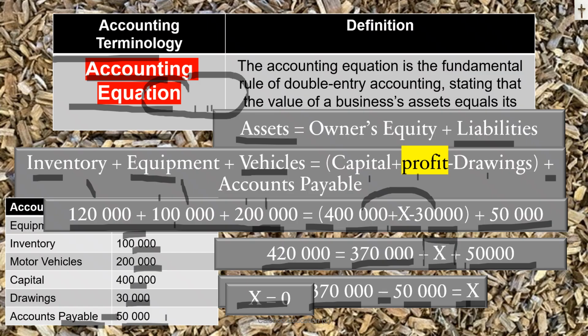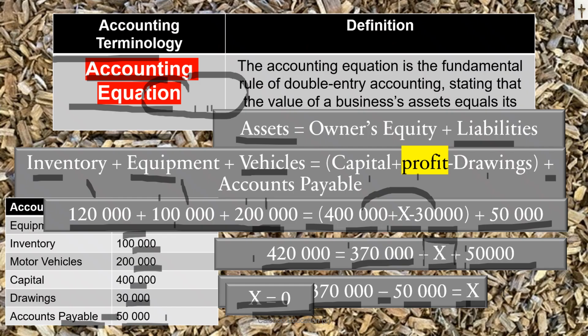And this coincidentally works out to be 0, because 420,000 minus 370,000 minus 50,000 is equal to 0. So in this example, no profit was made. So we can say the net profit was 0.